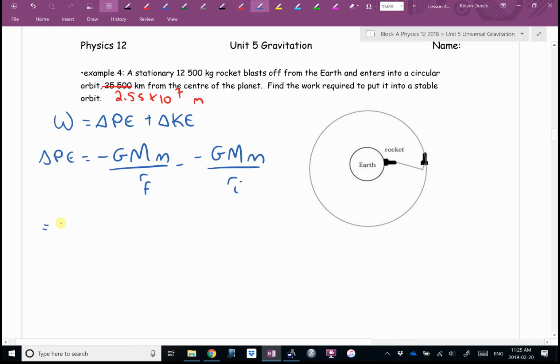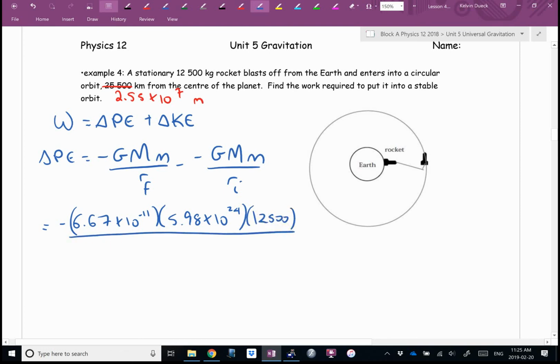It's going to be negative 6.67 times 10 to the negative 11, 5.98 times 10 to the 24th, 12,500 kilograms. Our final, it's 2.55 times 10 to the 7th, and I'm not adding the radius of the Earth to that one because that already is a radius, not an altitude. Plus, same thing times same thing times same thing divided by 6.38 times 10 to the 6th.